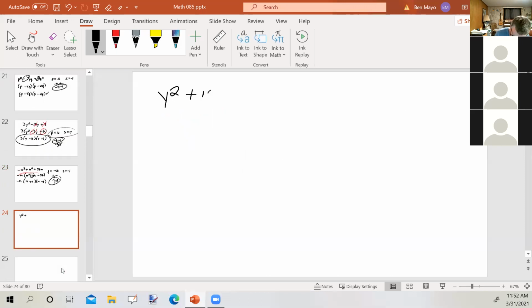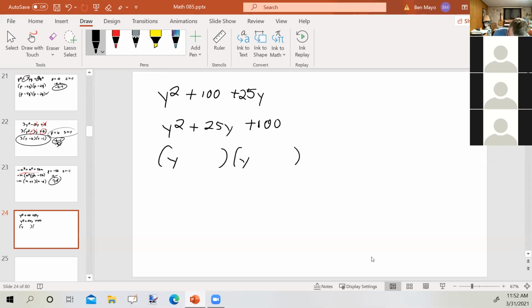Y squared plus 100 plus 25y. The directions here say write each trinomial in descending powers of one variable and factor it, or put it in standard form. So the first thing I'm going to do is rewrite it in descending powers of the variable y. There is no greatest common factor, and the leading coefficient is a 1. So now I'm going to break it apart like that.